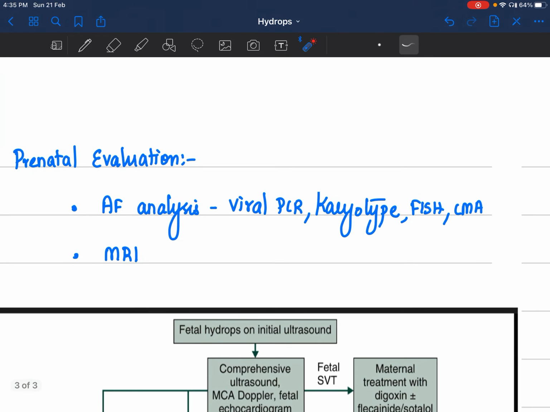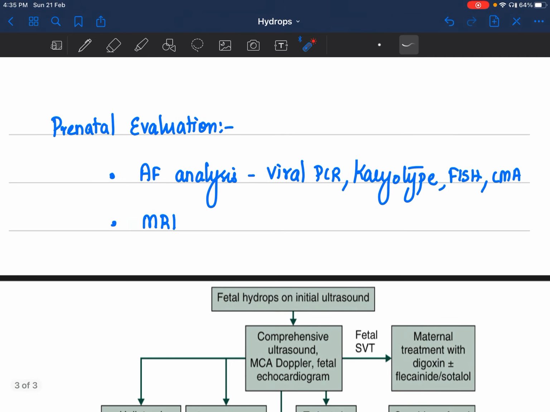Then what else? Prenatal evaluation. Suppose you found in the ultrasound that there was polyhydramnios, placentomegaly, then you saw that the baby's echo is looking fine, normal, there's no mass in the echo, there's no rhythm abnormalities in the echo. But still you're not sure as to why this child is having hydrops fetalis. You can go ahead and do further prenatal evaluation in the mother.